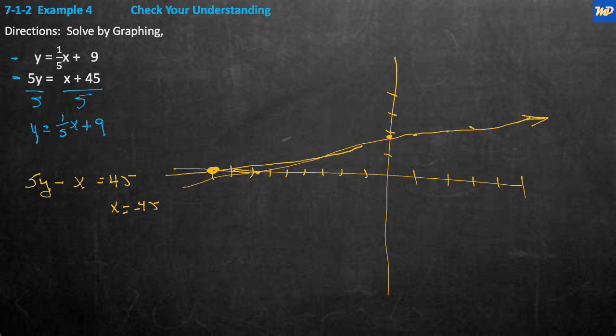That's the x. And then if I zero x, I get y. 5y is equal to 45. I get y equals 9. So I get the y-intercept of 9. I get it right here. And if I zero x, I get 9. If I zero y, I get negative 45. So here's the 2 points.